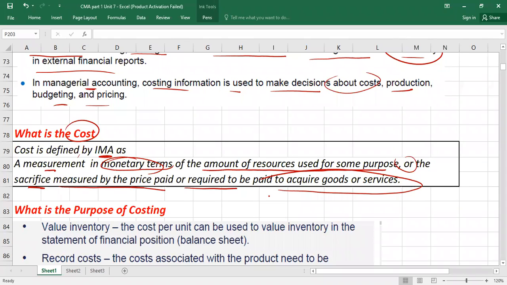Understood? Clear? I hope there is no doubt in that, right? We are discussing definitions, and don't worry, a lot of questions will come from these definitions. You can have simple questions also from these definitions.